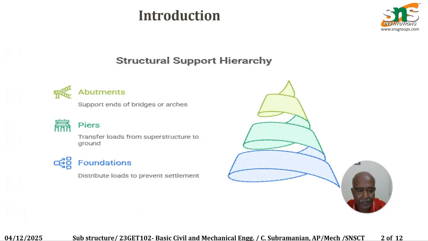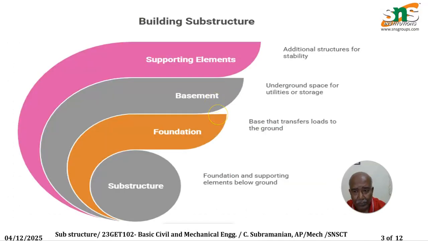So, we see the reverse way. Foundations first have to distribute the load to prevent settlement, and the piers, if there are two bridges there, transfer load from the superstructure to the ground itself. Whereas the abutments support the ends of the bridges or arches itself. So, where you say the building substructures, there must be a substructure.